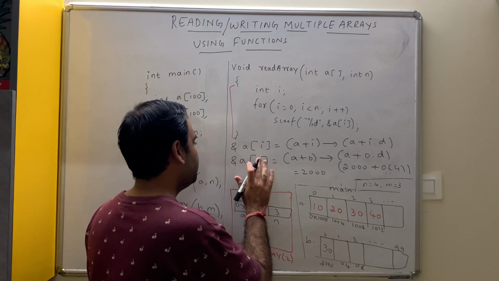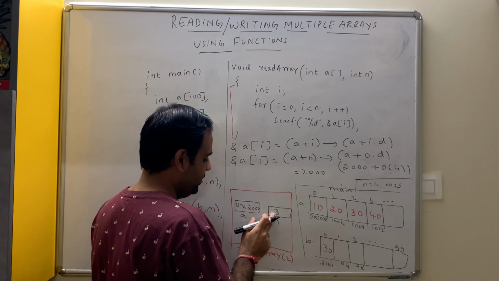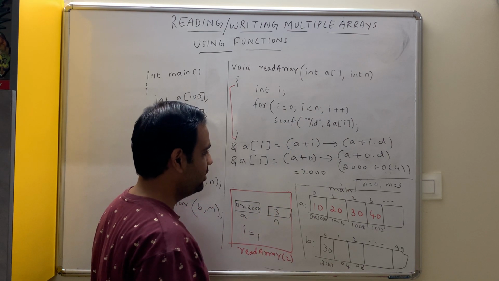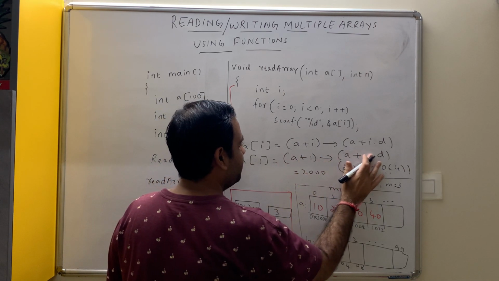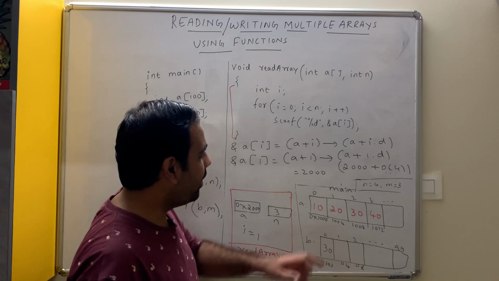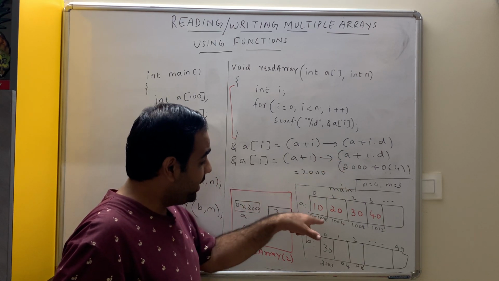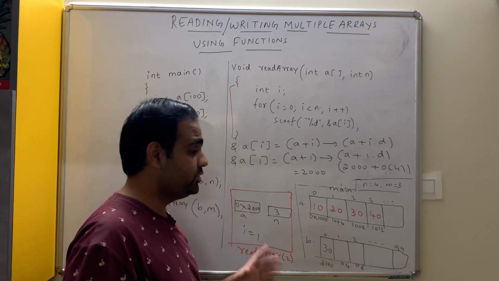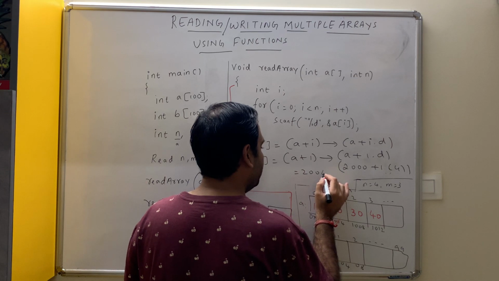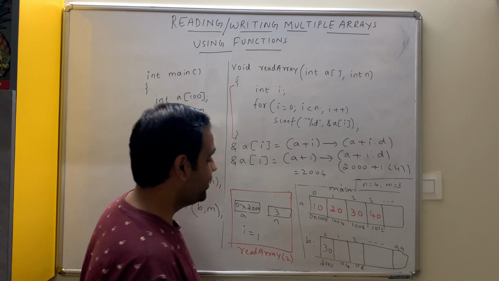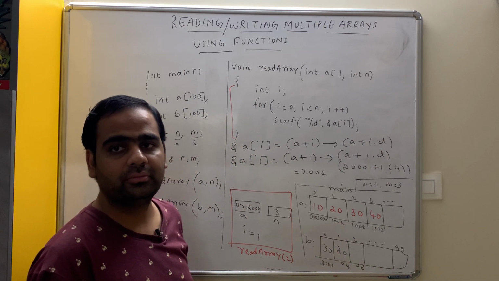Now you say I plus plus, the value of I will become 1. 1 less than n. What is the value of n? It is 3. I plus plus 1. 1 less than 3 is true. Now ampersand a of 1 is nothing but a plus 1 is nothing but a plus 1 into d. Now again, what is the value of a in read array? It is 2000. In main it is 1000, but we are in read array function. It is 2000. 2000 plus 1 into 4 is nothing but 2004. It says read integer at location 2004, and if you enter 20, 20 will be stored.